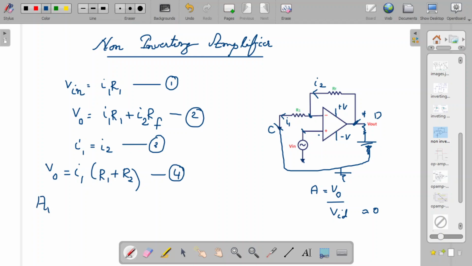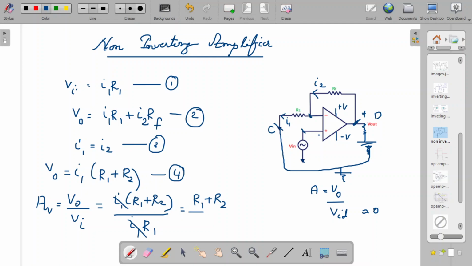My intention is to find AV, the closed loop gain. And what is the closed loop gain? You have learned closed loop gain is VO divided by VI, right? So now I am going to write VO is I1 into R1 plus R2 divided by VI. Here we have written V in, both are the same. So this VI is equal to I1 into R1. Then I will get R1 plus R2 divided by R1.